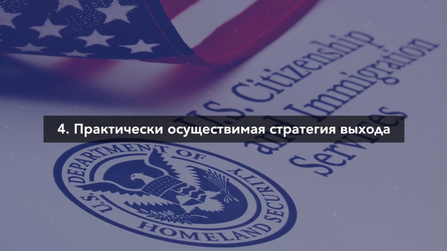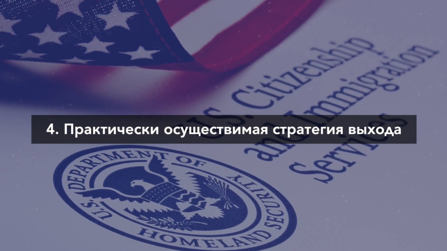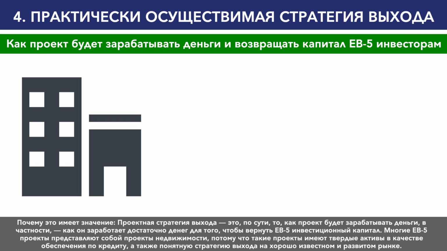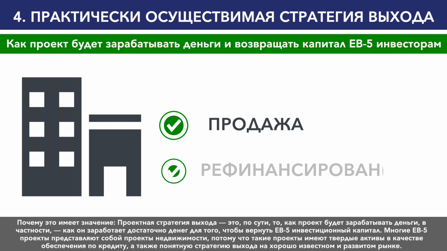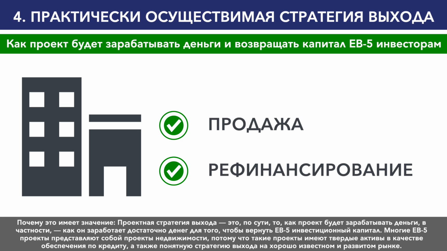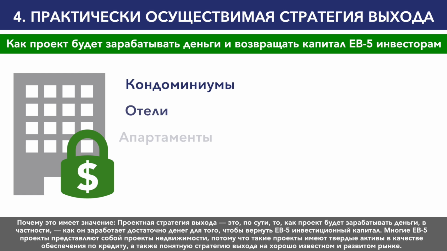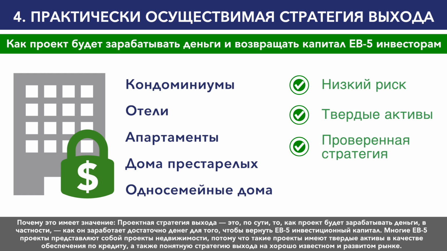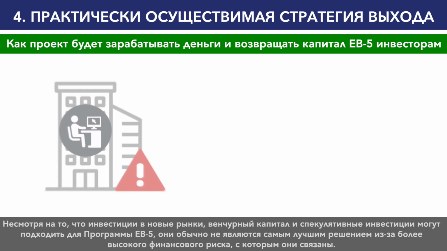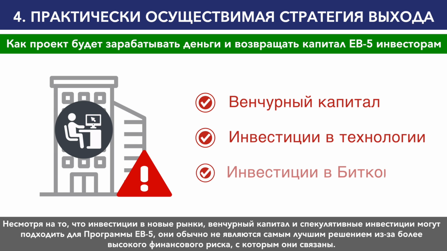Feasible exit strategy. Why it matters. A project's exit strategy is how the project will ultimately make money, specifically enough money to pay back all EB-5 investment capital. Many EB-5 projects are structured as real estate projects because real estate projects have hard assets as collateral and a relatively easy to understand exit strategy in a well-known and mature market. While emerging venture capital and speculative investments may qualify for the EB-5 program, they typically are not a good fit because of the greater financial risk associated with such investments.